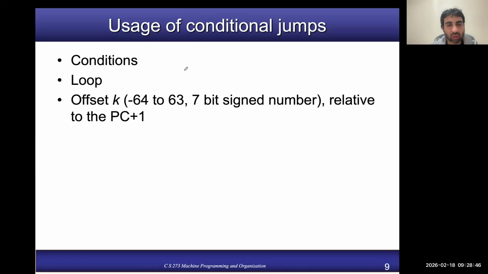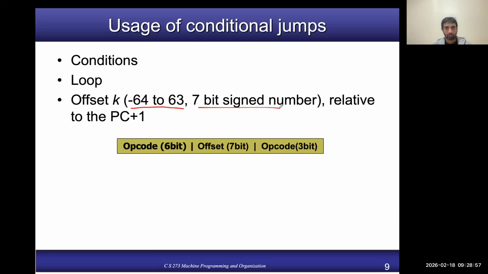And jump is always, when we are talking about these conditional branch instructions, in the range -64 to 63, because we have a 7-bit signed number. And this is the format of the branch instructions.